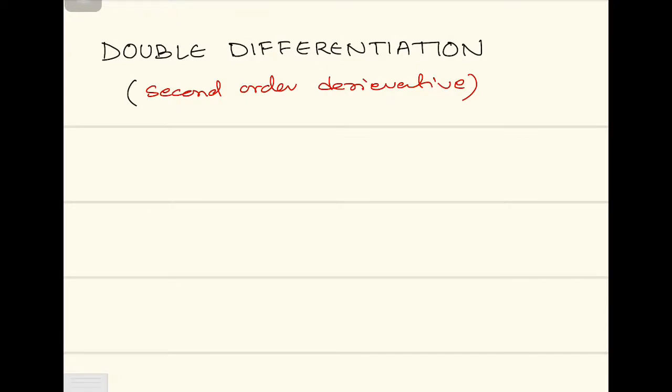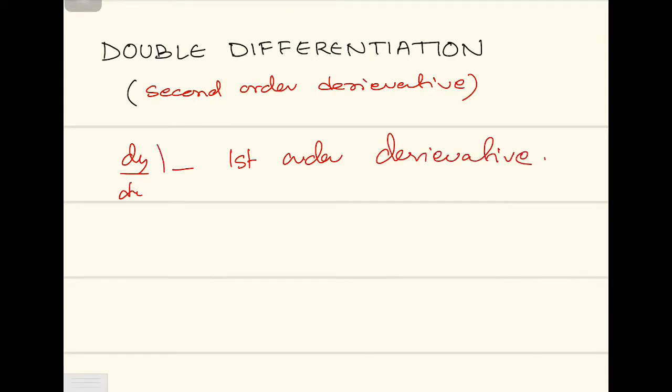So clearly the topic states we have to differentiate twice in this topic. Okay, so everyone knows dy by dx. What is dy by dx? dy by dx is the first order derivative. What is it, everyone? First order derivative. Now this is the symbol for the first order derivative.